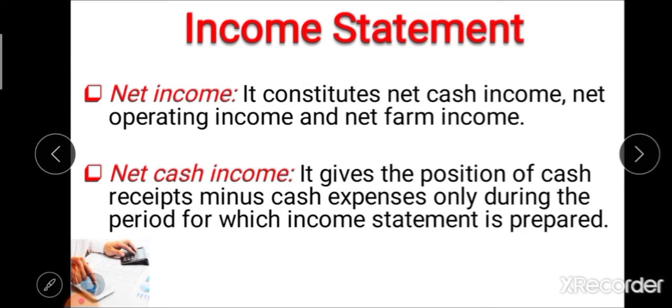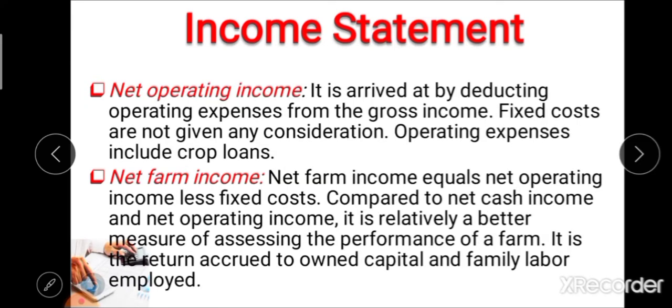After net cash income, the next concept is net operating income. Net operating income is calculated by deducting operating expenses from gross income. The fixed costs are not given any consideration while calculating operating income. Operating expenses include crop loan. So net operating income is equal to gross income minus operating expenses.